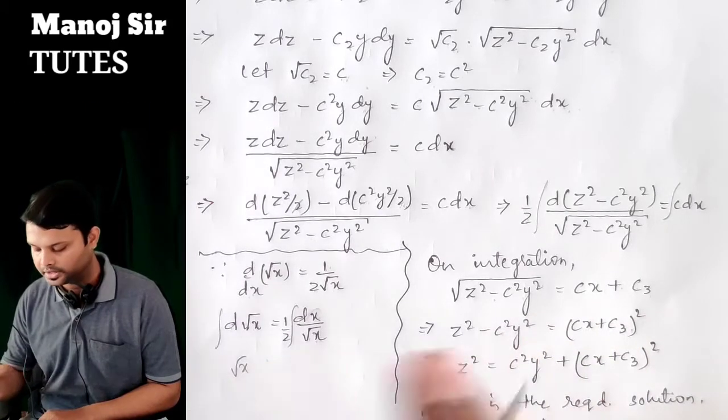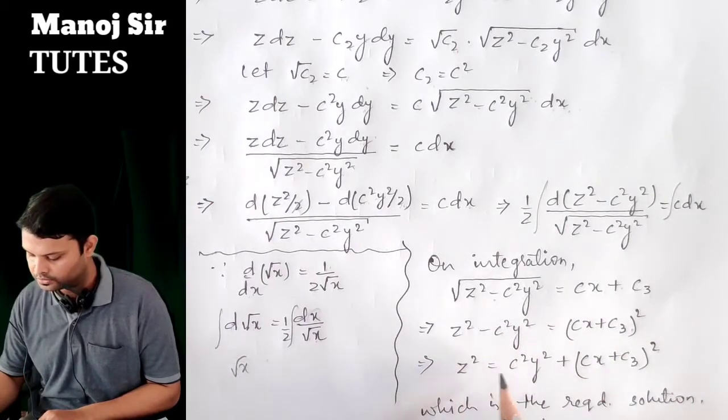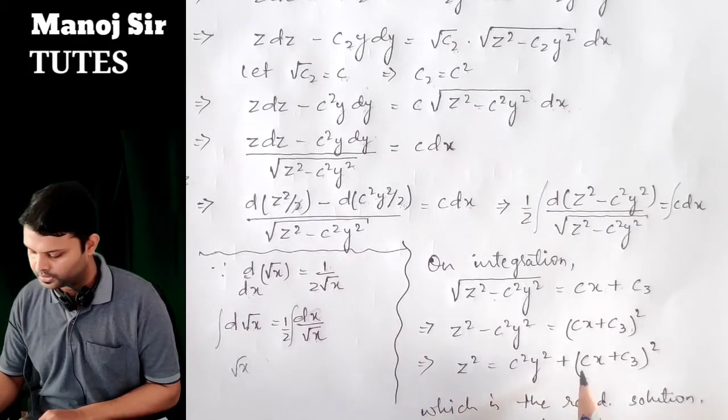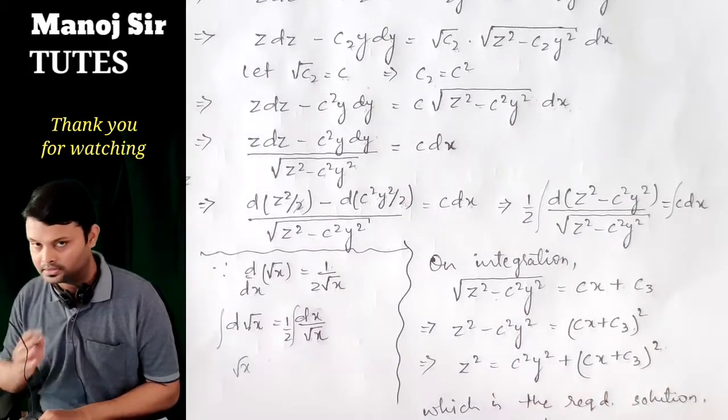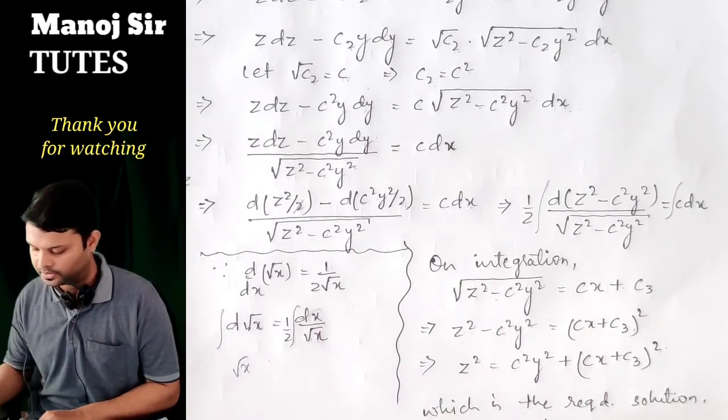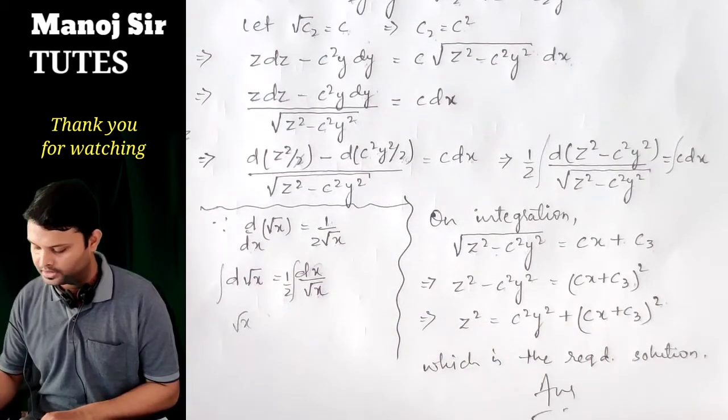Now taking this term to the right hand side, you will get z square equals c square y square plus cx plus c3 whole square. And this is z in terms of x and y. So we can say this is the required solution.